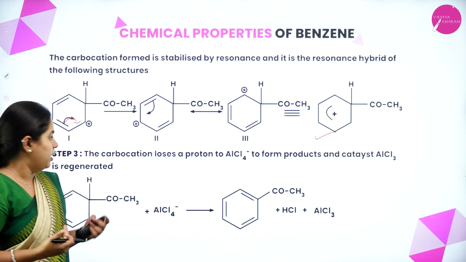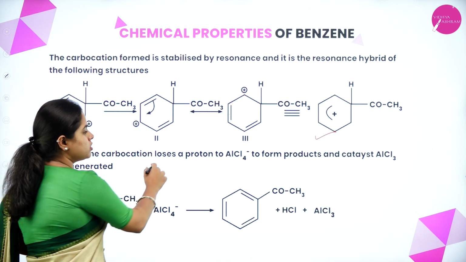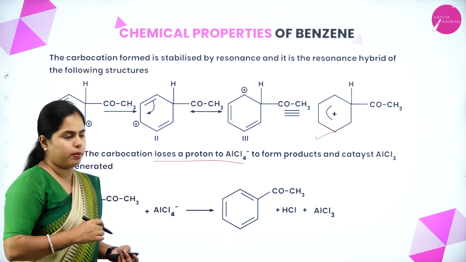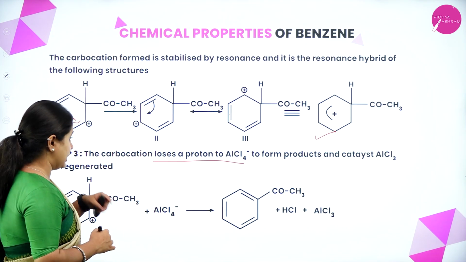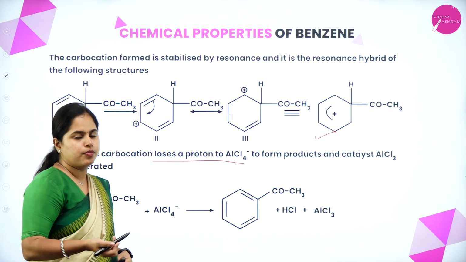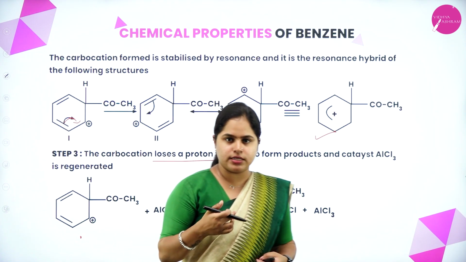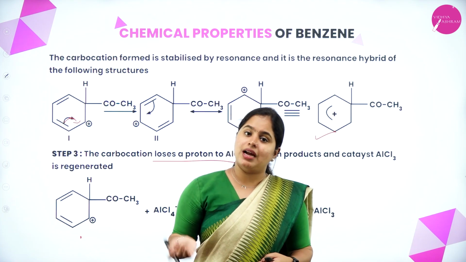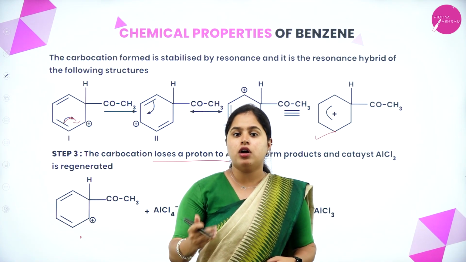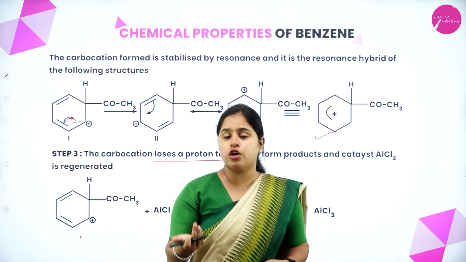What is the next step then? Let's see. The carbocation loses a proton to AlCl4 minus to form products, and the catalyst AlCl3 is regenerated. Anhydrous aluminum chloride is our catalyst, so that will be regenerated. How? Because of the release, or the losing, of a proton.